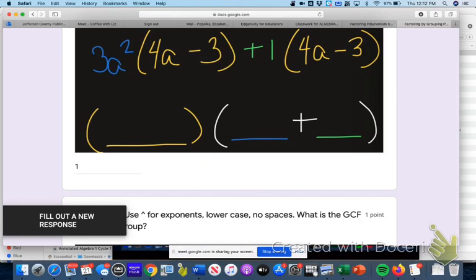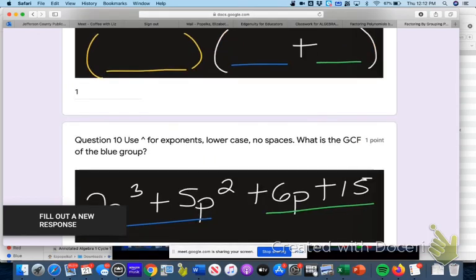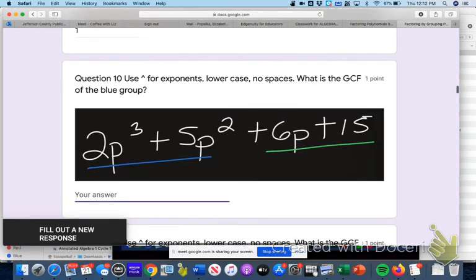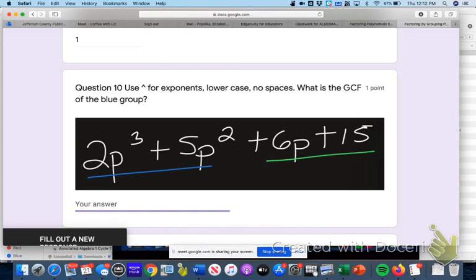Number 10. So for the next ones, it's a new problem, so you're starting over. You'll notice I did the first step for you where it's grouped, right? Yes.